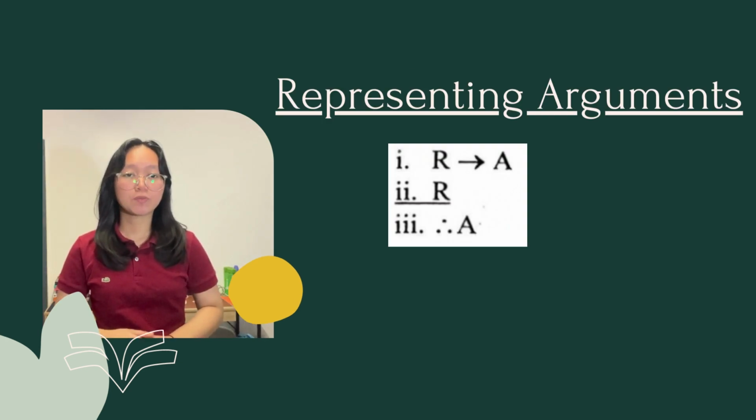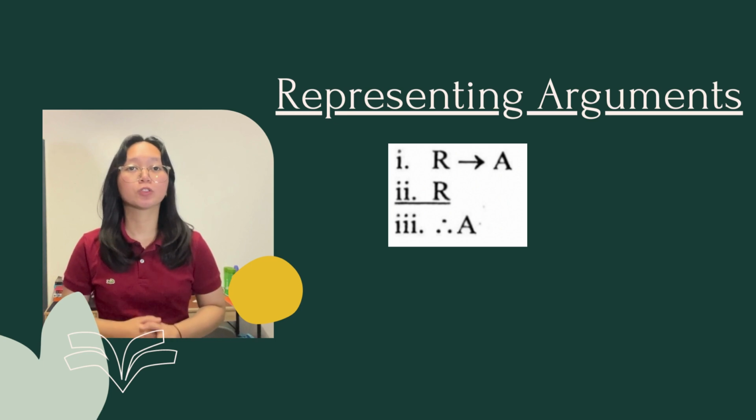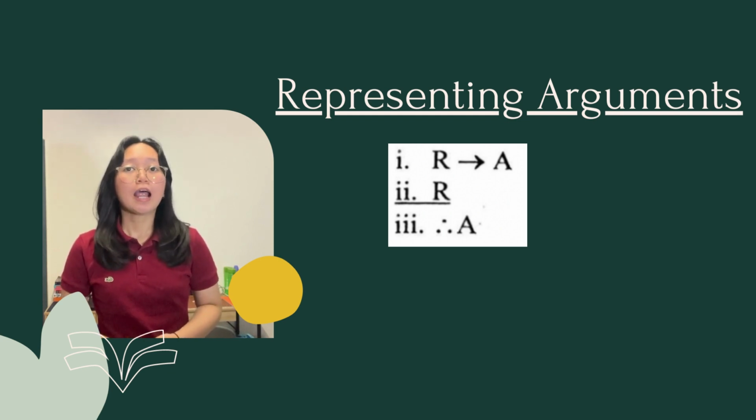With all that was stated from the previous slide, we now arrive at this vertical representation of the argument as shown on your screens. The first, which was a compound statement, is now represented using R, arrow A. Arrow was used because the original statement said if and then.